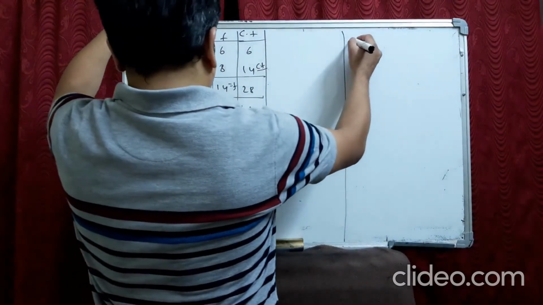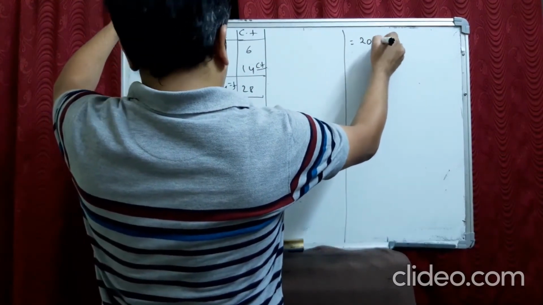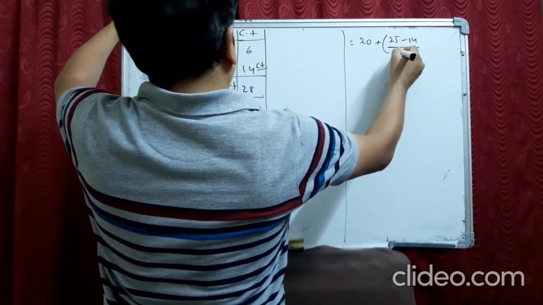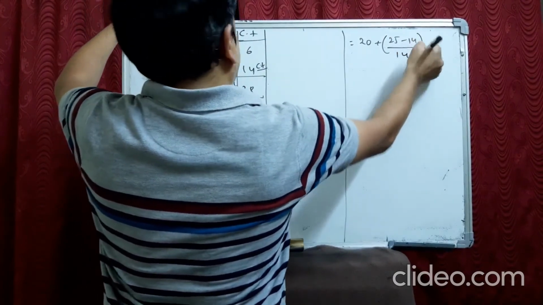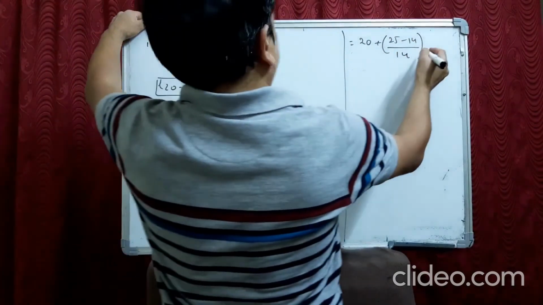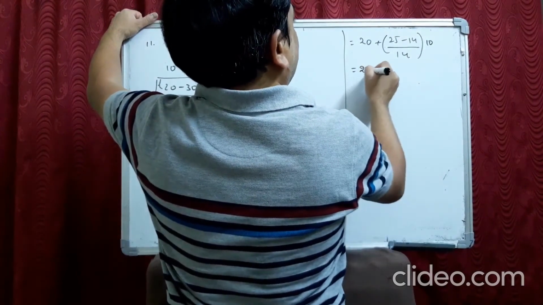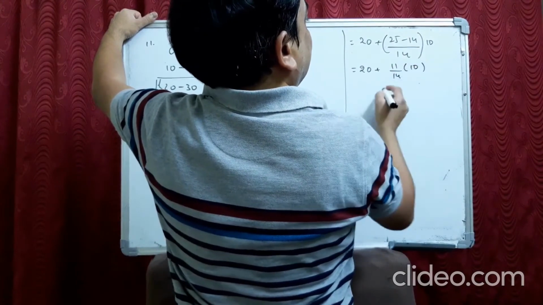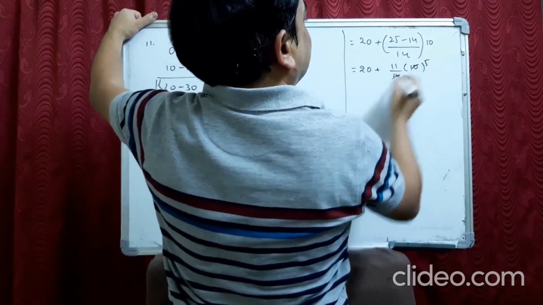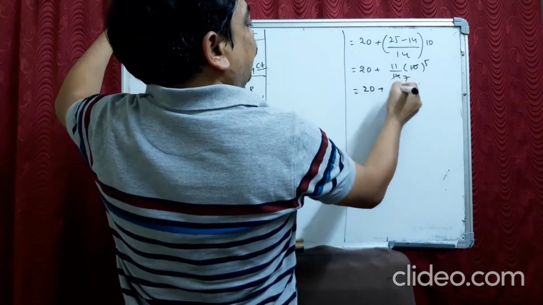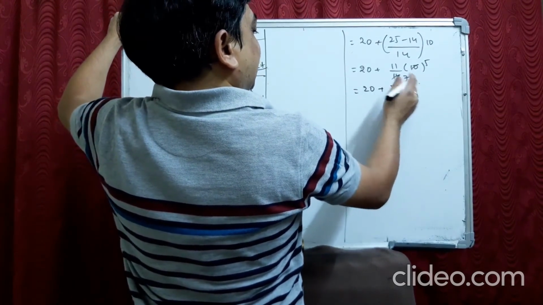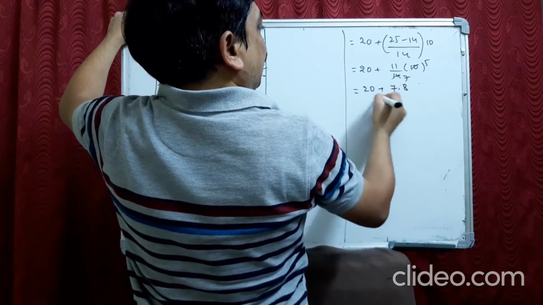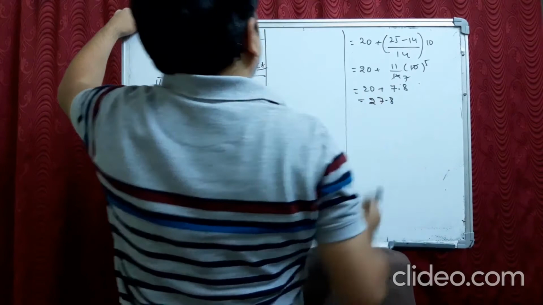Using this formula, median is equal to L, 20, plus N by 2, which is 25, minus 14 by F. CF is 14, into H, and H is 10. Now it becomes 20 plus 11 by 14 into 10. So it becomes 55 by 7. 55 by 7 becomes 7.8. It becomes 27.8 is the median.